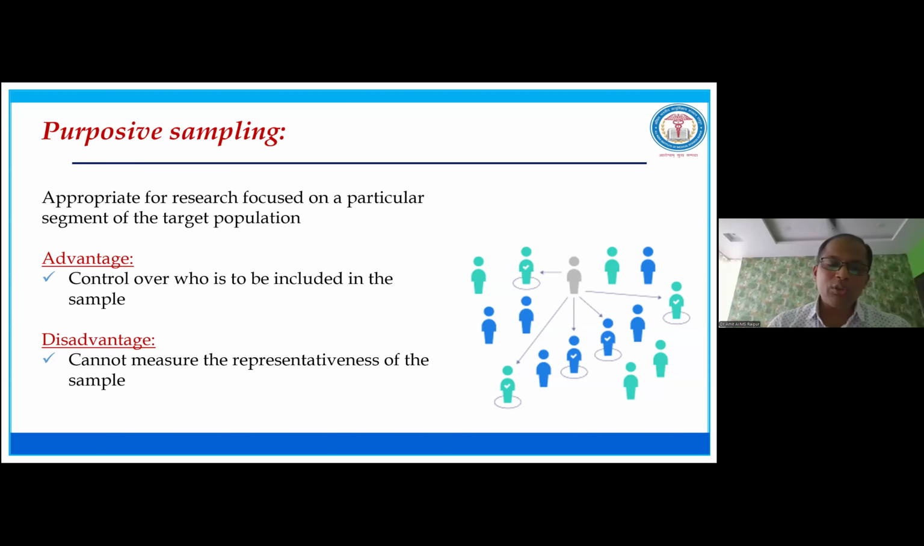So there is a control over who is to be included in the sample by the researcher or investigator, but the same problem, it is not representative of the target or reference population. So that is the problem in non-probability sampling, the generalizability. We cannot generalize the findings or results to the target or reference population.